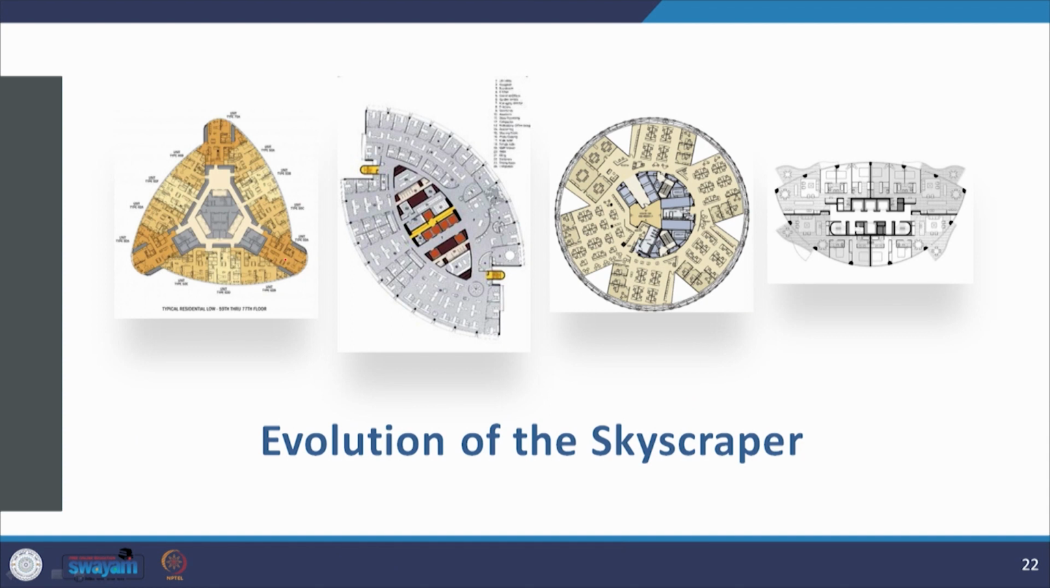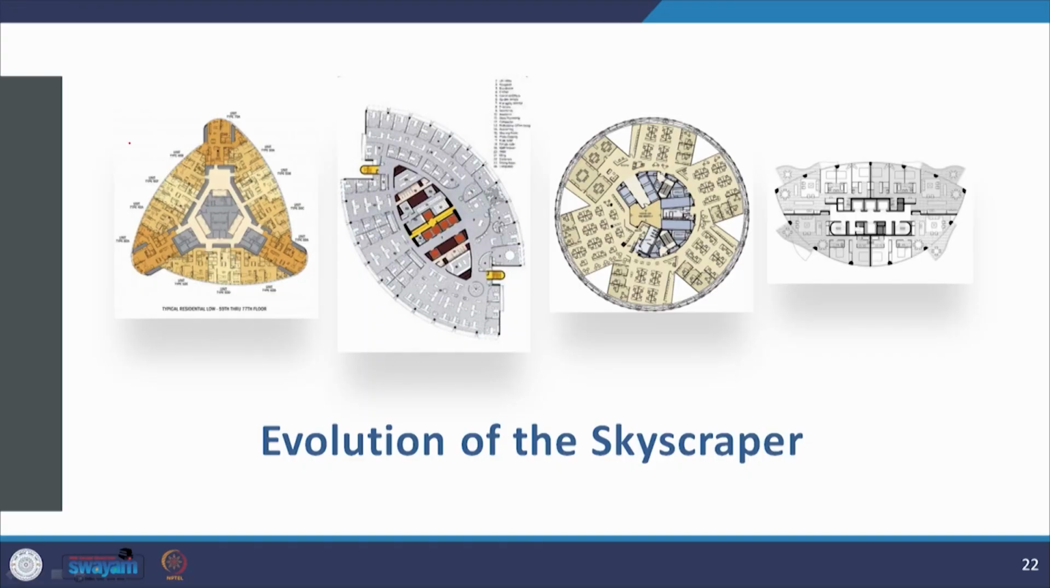Now this kind of concept of the central core has evolved over time as skyscraper forms have evolved. So the skyscraper doesn't continue to remain a cuboidal form as we see here, but evolves into more of a triangular form or an elliptical form or a circular form. But in all these examples you see that the core continues to remain at the center.